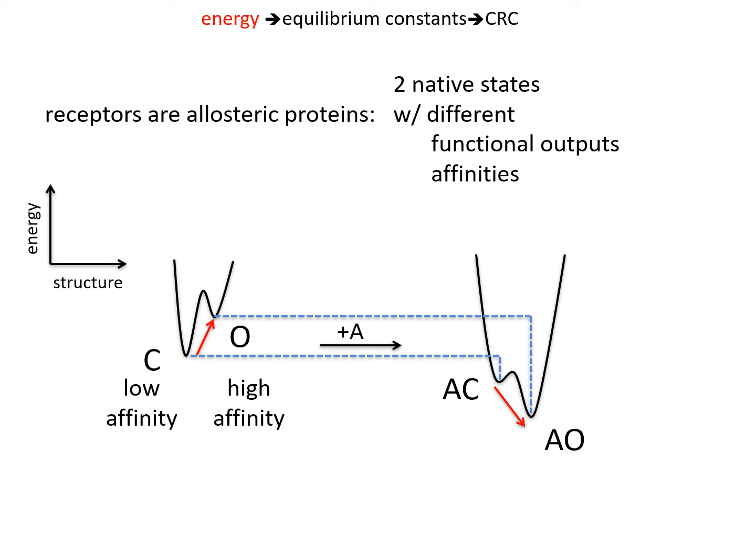Now there's another state present in these diagrams, which is the barrier that separates C and O. This point of instability is called the transition state, and it too can bind agonists. In acetylcholine receptors, agonists bind to the transition state with the same avidity as they do to the open state. So you get the same stabilization of the transition state as you do to O. So this, in effect, lowers the barrier that separates C from O, easing the pathway from C to O.